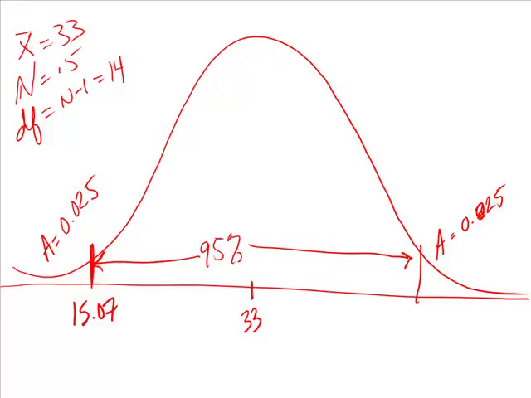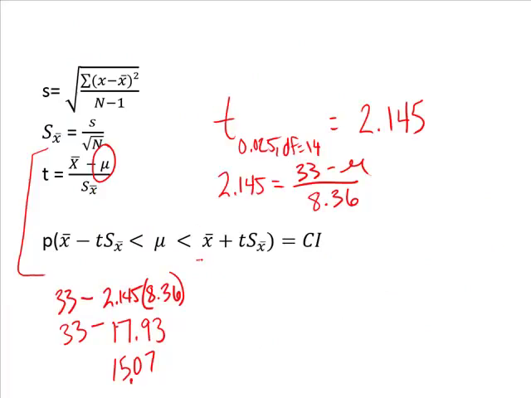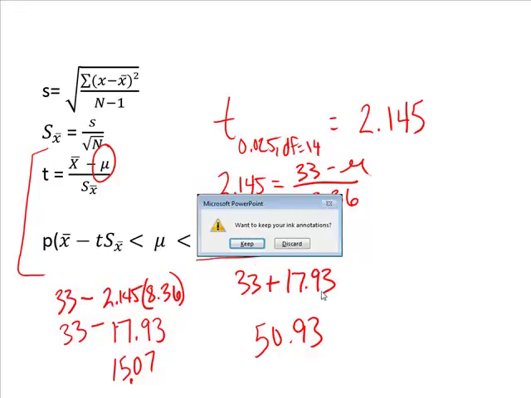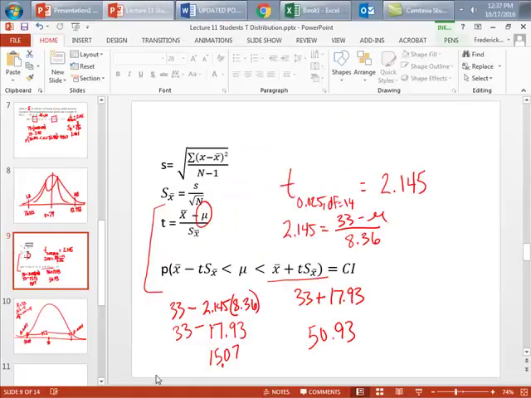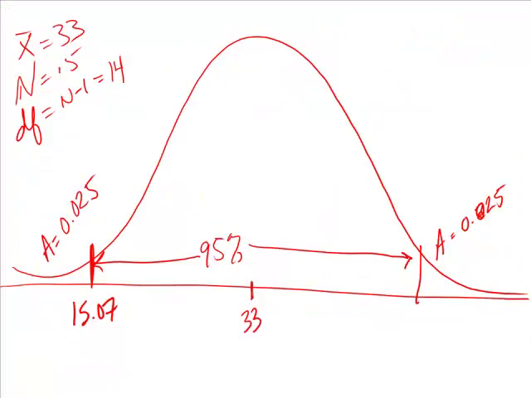Now let's do it for the other one. We've got to go all the way up too. That's this half of the equation. So we've got 33 plus 17.93. That better be 50.93. Okay, 50.93. So what are we saying?